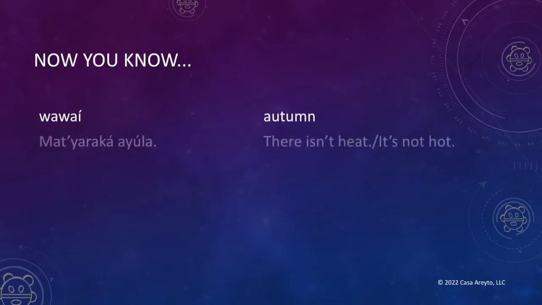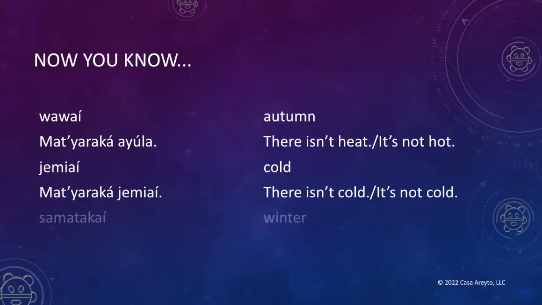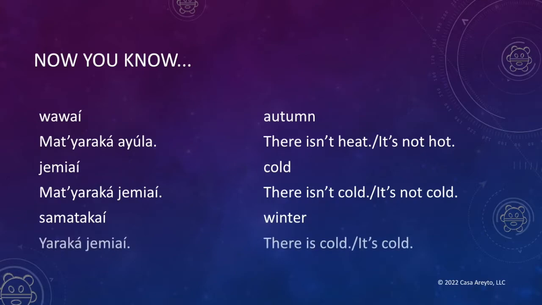Wawai, autumn or fall. Mat yaraka ayula, there isn't heat, it's not hot. Hemiai, cold. Mat yaraka hemiai, there isn't cold, it's not cold. Samatakai, winter. Yaraka hemiai, there is cold, it's cold.